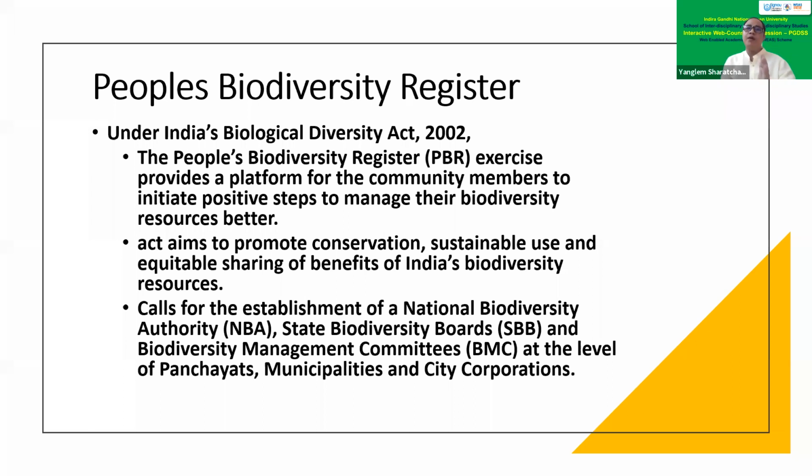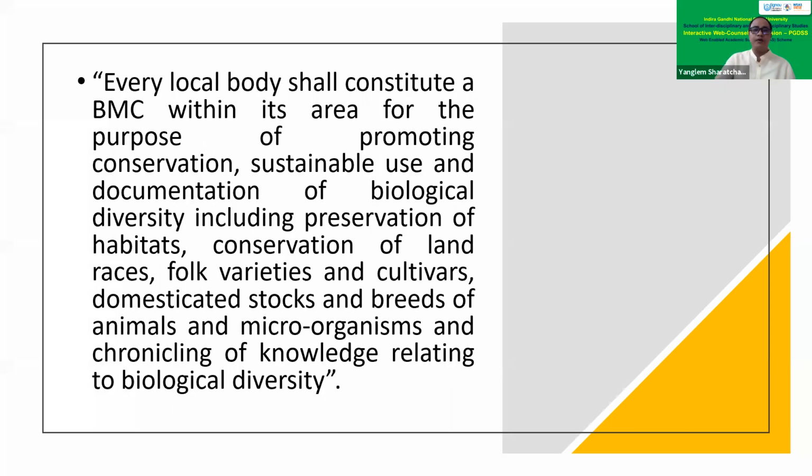So the aim of the People's Biodiversity Register is to promote conservation, sustainable use, and equitable sharing of benefits of India's biodiversity resources. And to make it more effective and proper, it also established the National Biodiversity Authority. Under the National Biodiversity Authority, we have the State Biodiversity Board, and under that, we have the Biodiversity Management Committee at different levels: Panchayat, municipality, city corporation.